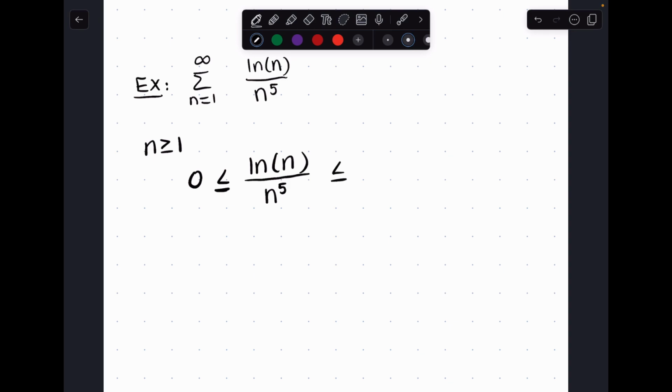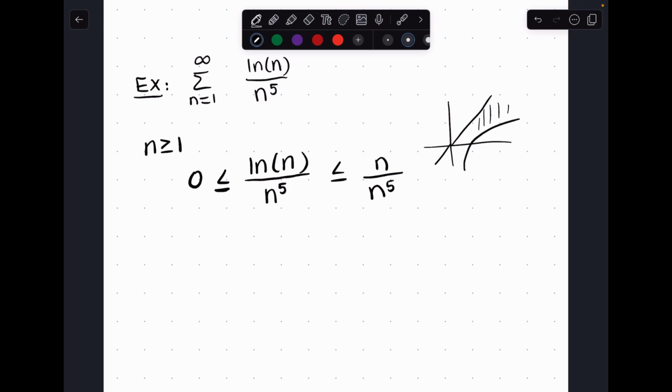And this we can bound above by n over n to the 5th for any n that's greater than or equal to 1. You can think of the graphs of these functions. Natural log of x looks like this. X just looks like this. X is always going to be over top of natural log of n.